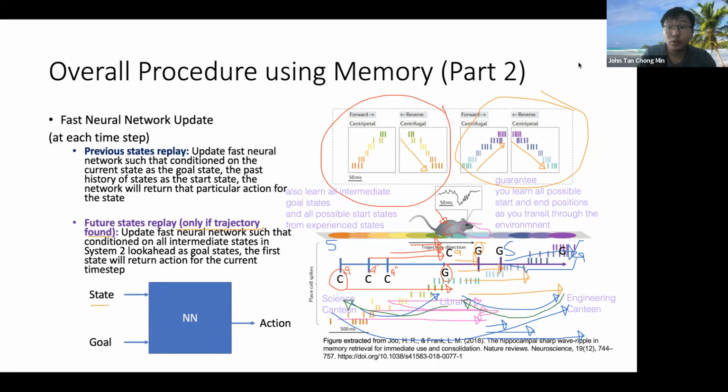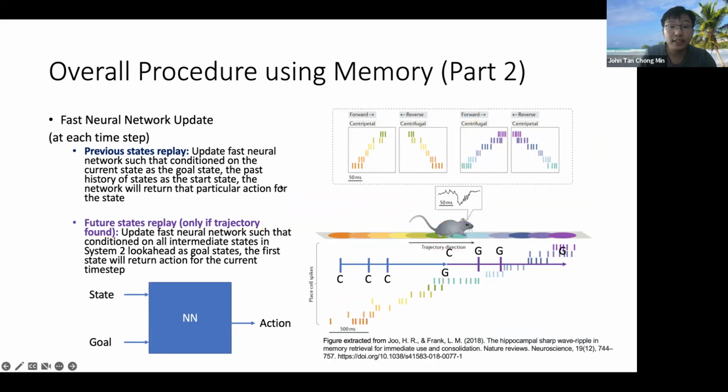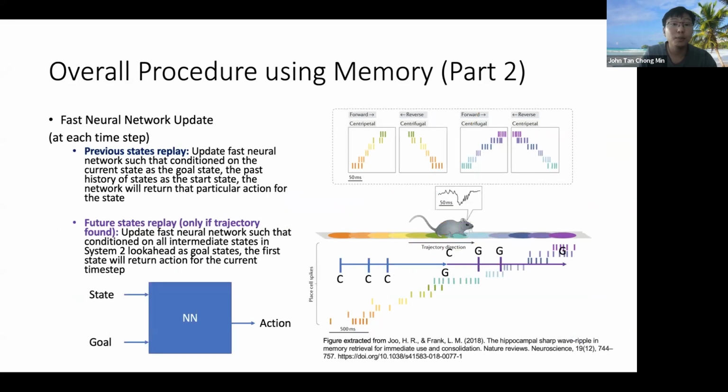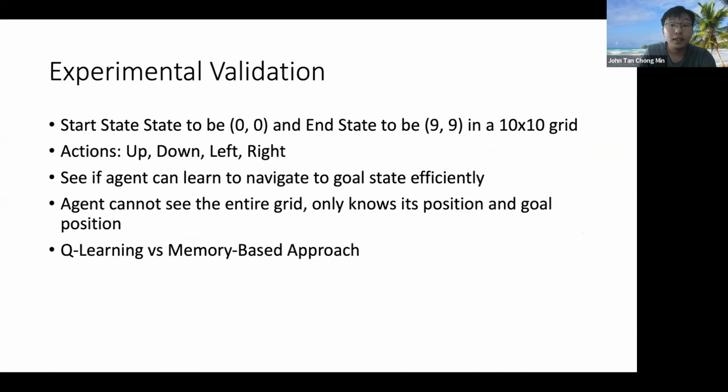Okay, so this is actually very cool. If you combine these two ideas together, the fast and slow, you get very powerful mechanisms. So maybe I'll spend about another 5 to 10 minutes describing the experiments that I did. So this is the validation. In order to show that this actually works, we do a very simple experiment, starting at square 0,0 to 9,9 in a 10 by 10 grid.